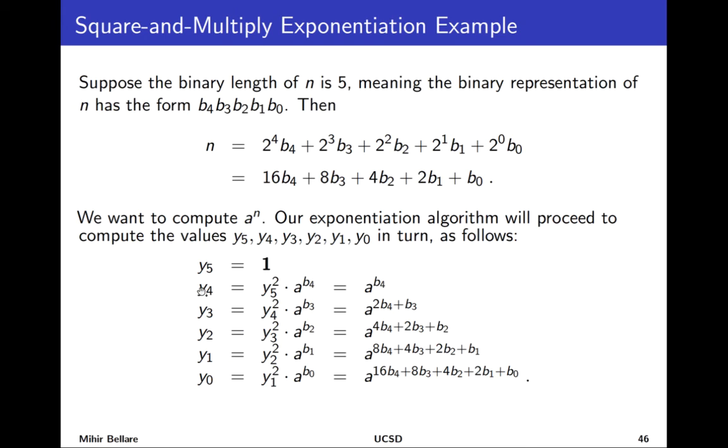In every step, square what you had before, and then multiply by a raised to the power the current bit in the binary expansion. So here I would square this and get a 1, and then raise a to the power b4, and that'll be a to the power b4. Next time I do it, I square what I had before, so I get this squared, which is a to the twice b4, multiply by a to the b3, and that becomes this. And now hopefully you see what's happening. When I square this, I get a to the power 4b4 plus 2b3, and I bring in a to the power b2. So at the end, here I have the binary expansion of n, and so I'm done.